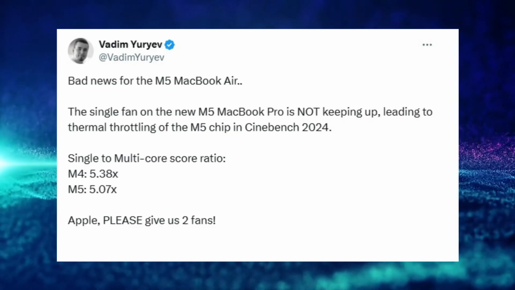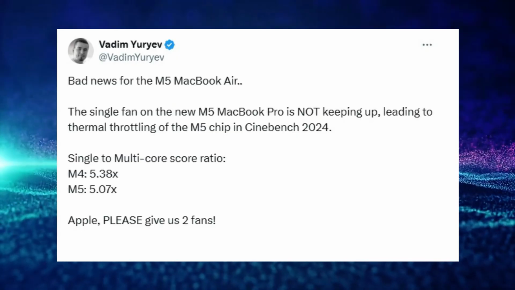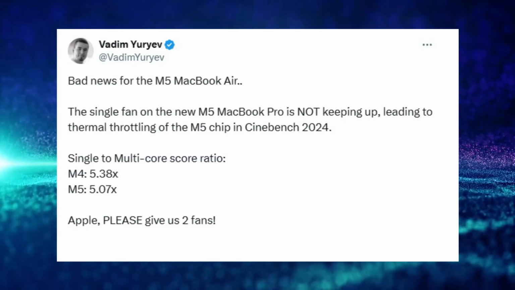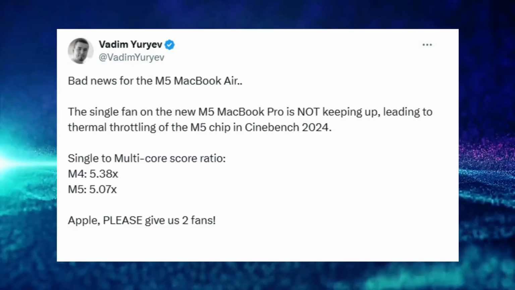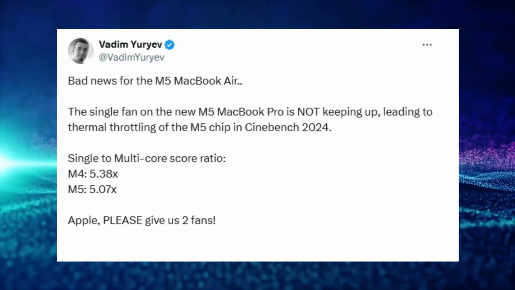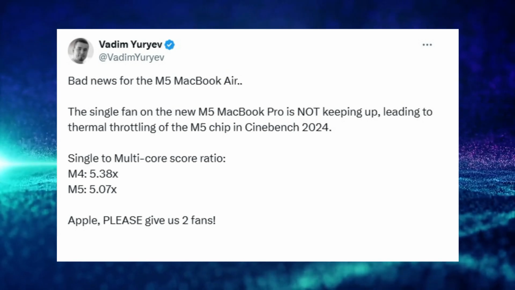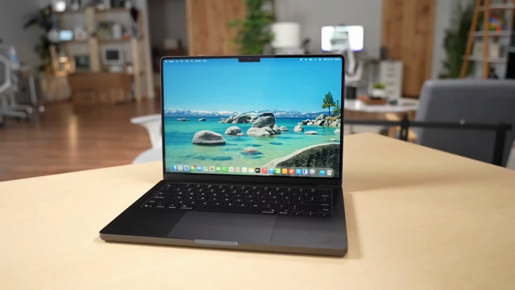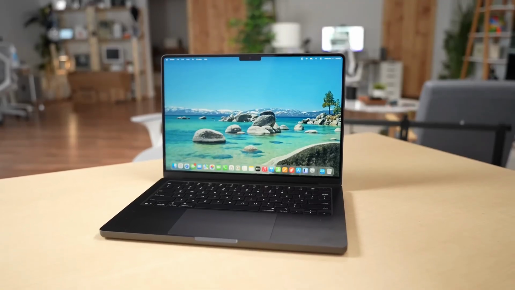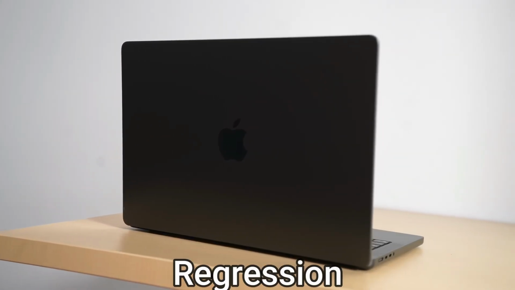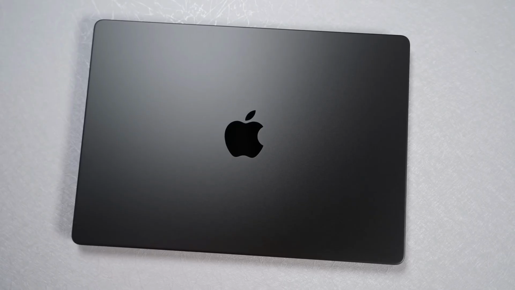Cinebench 2024 tests reveal clear signs of thermal throttling, with the M5's single-to-multi-core ratio dropping from 5.38x on the M4 to 5.07x on the M5. It performs impressively for a few seconds, then chokes once the system gets warm. That's not progress, that's regression, masked as refinement.